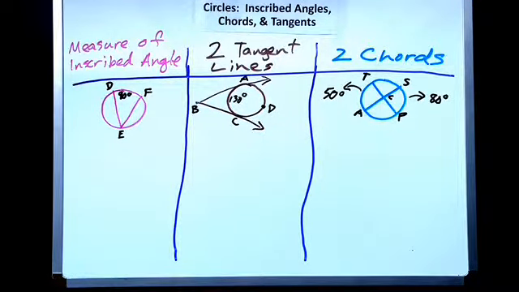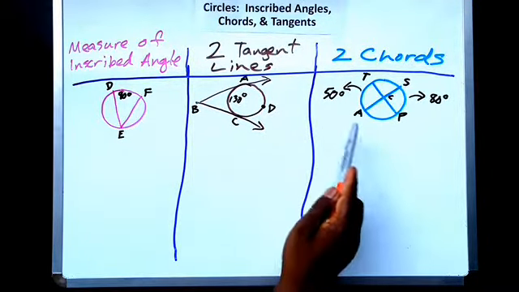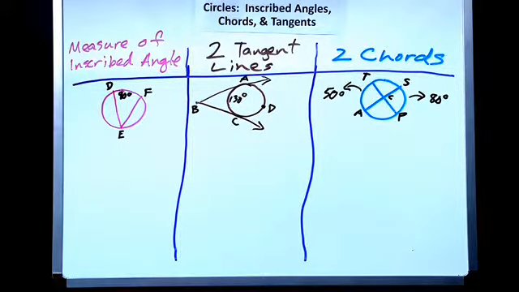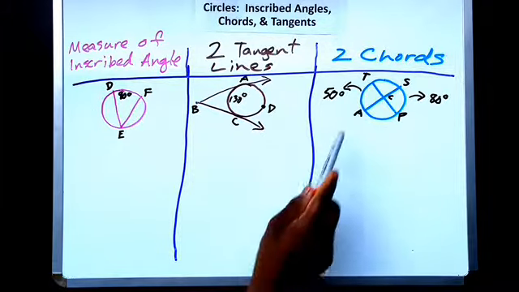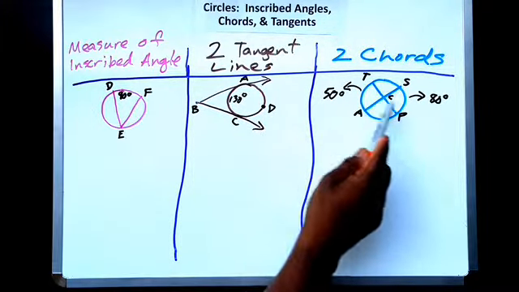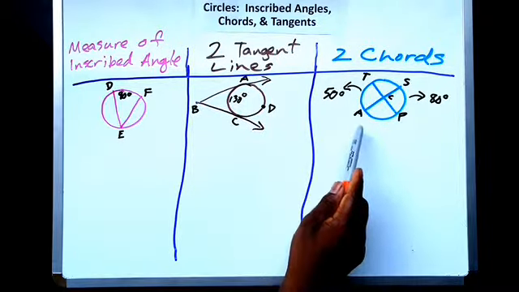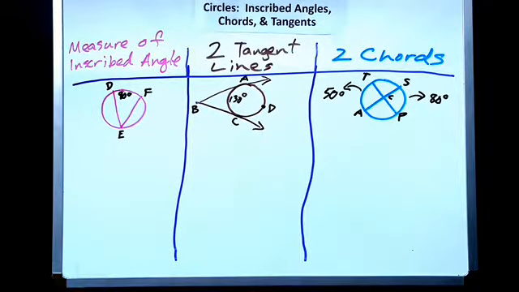And then, of course, we have two chords. Again, the definition of a chord is a line drawn in a circle whose endpoints are on the edges of the circle. We have two chords in that case, line segment TP and line segment AS. All right, now that we've gone over that, let's solve some problems. We're going to solve three problems involving an inscribed angle, two tangent lines, and two chords.